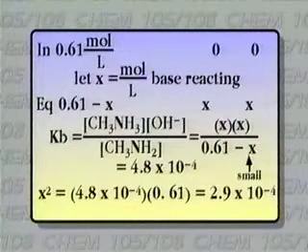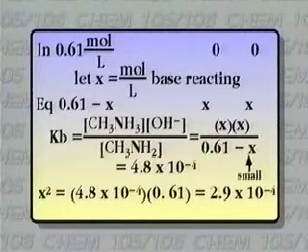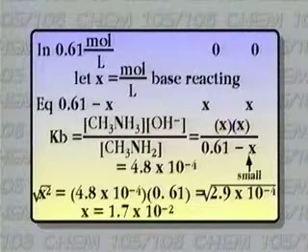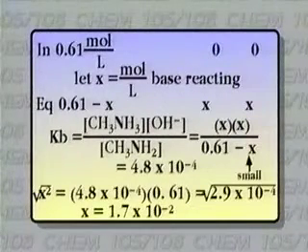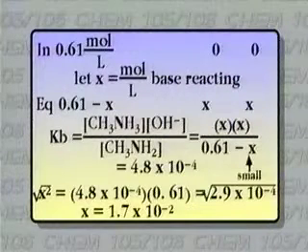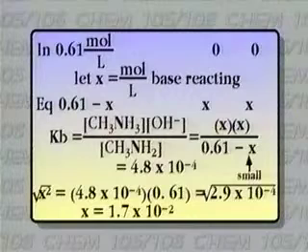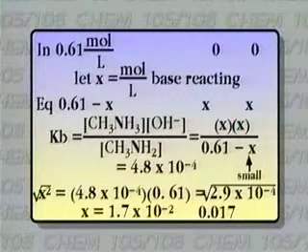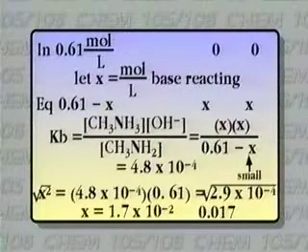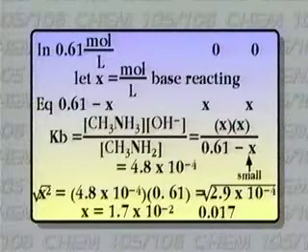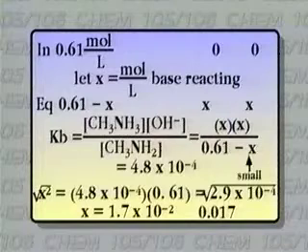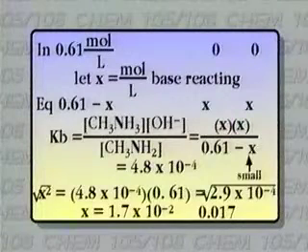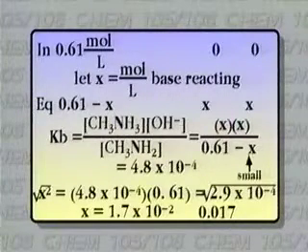To get an answer for x, of course we would take the square root of both sides, and so x is equal to the square root, 1.7 times 10 to the negative 2. Or, if we wrote it in decimal form, 0.017. Now the question is, is that number that we just calculated smaller than 10% of this number here? And it is, because 10% of that number would be 0.06. And certainly 0.017 is less than that.